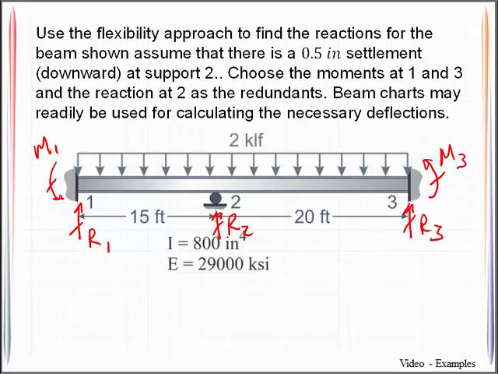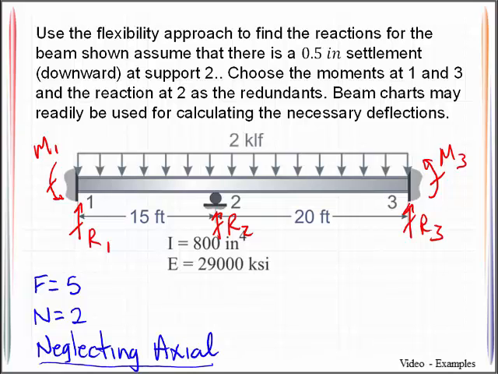The problem that arises is that the total number of unknown forces that we have in this case is 5, and yet the number of equilibrium equations that we have is only 2. The reason is that we are neglecting axial for this consideration. You'll notice I don't have reactions in the x direction, and I'm not going to use a summation of forces in the x direction either. So that means that I am 5 minus 2, which says I am statically indeterminate to the third degree, and I need 3 redundant reactions to select.